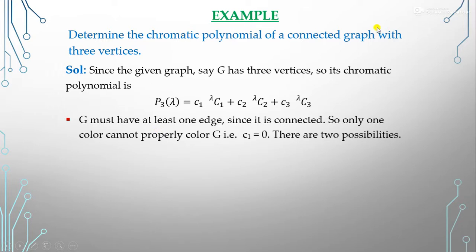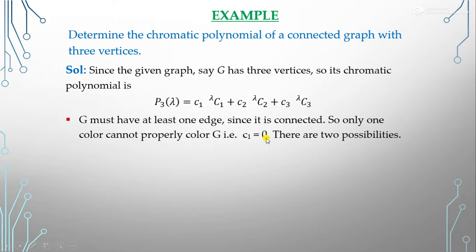First of all, G is a connected graph, right? It means that at least one edge is here. So only one color cannot properly color G. That is, C1 is equal to 0, because one edge is there. It means we know we have at least two colors, not only one color. So C1 is equal to 0.